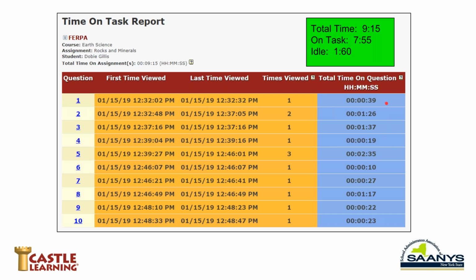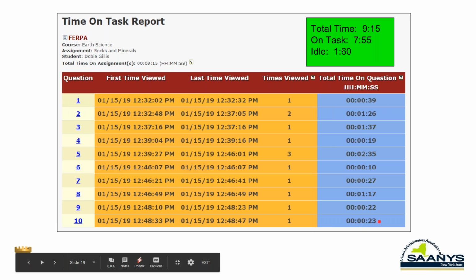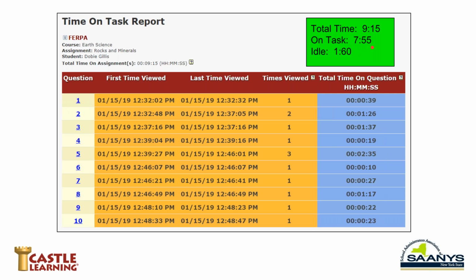If I add all of these times up, I come up with a total of 7 minutes and 55 seconds. And again, this is a representation based on these 10 questions. However, there was a total of 9 minutes and 15 seconds in the activity, so I potentially had an idle time of 1:60, or 2 minutes, as the case might be.